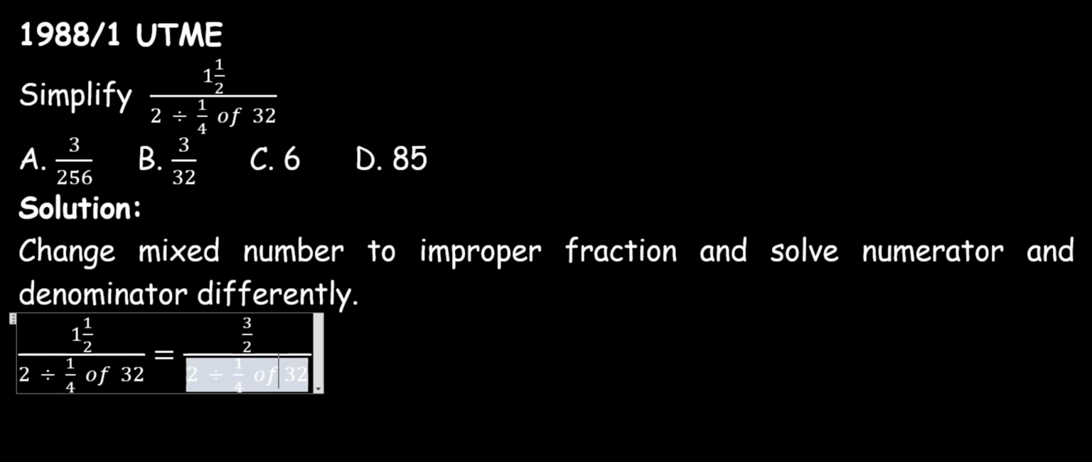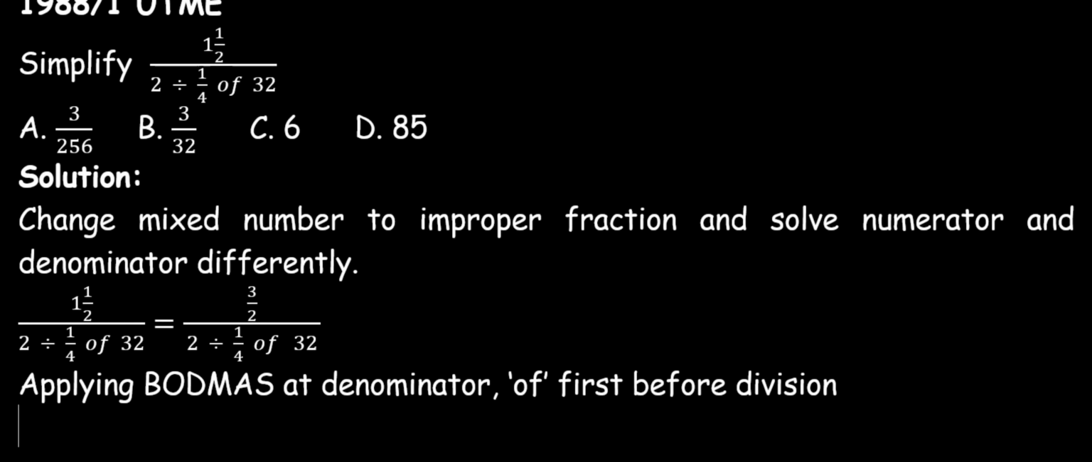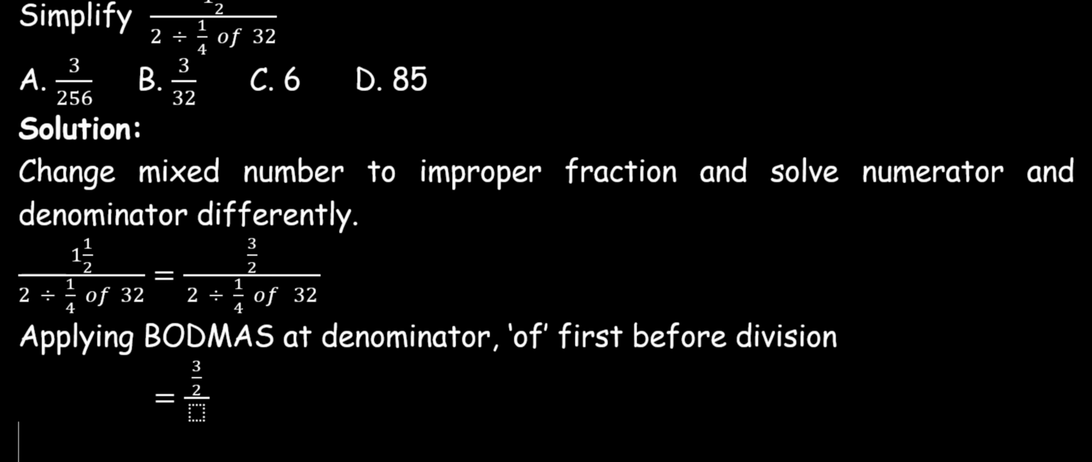Applying BODMAS at the denominator, we do the of first before division. So our given problem becomes 3 over 2 at the numerator, over 2 divided by 8. What happened there? 1 over 4 of 32 gives you 8. That is, 32 divided by 4 gives you 8.